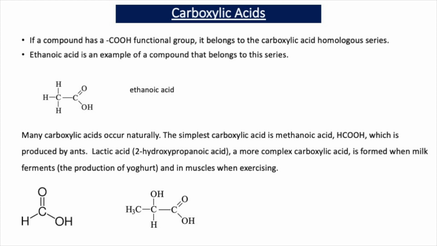Many carboxylic acids occur naturally, the simplest being methanoic acid, which is produced by ants. Other examples of carboxylic acids are lactic acid, which is a more complex carboxylic acid formed when milk ferments. Lactic acid is also produced when muscles exercise, and other examples of carboxylic acids include citric acid, which is found in lemons, and malic acid, which is found in apples.